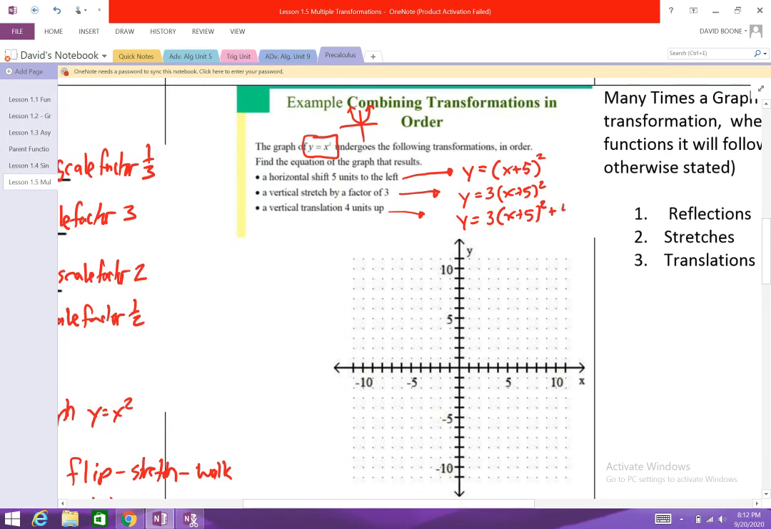Or up 4, sorry. It should be that. So if we look at our graph, we're starting back here at 0, 0. I can think about this. I need to do a horizontal shift of 5 units to the left. So I'll go over here. I'm going to have a vertical stretch by a factor of 3.